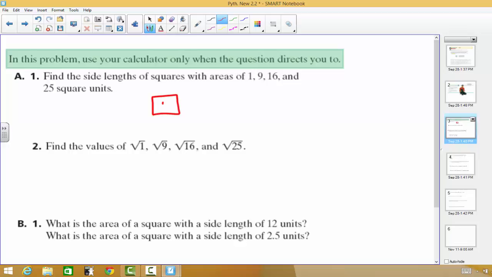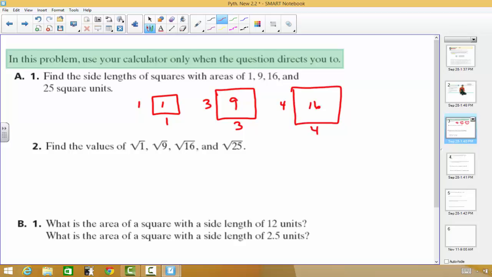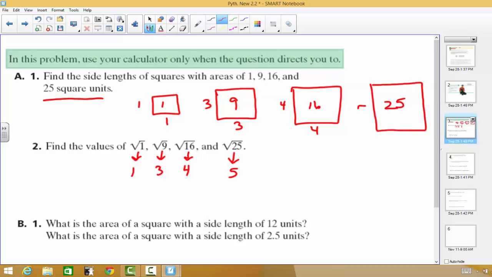So a square with an area of 1 is made from a 1 by 1. A square with an area of 9 is made from having a 3 by 3. And a square with an area of 16 is made from having a 4 by 4. And then the square root of 1 equals 1, the square root of 9 equals 3, and the square root of 16 equals 4. And the square root of 25 equals 5. I totally didn't see that, so let's go ahead and draw a 25. This is obviously not to scale, and that would be a 5 by 5. And that is the square root of 25. If you can take a square root and you get a whole number, you should always do that.